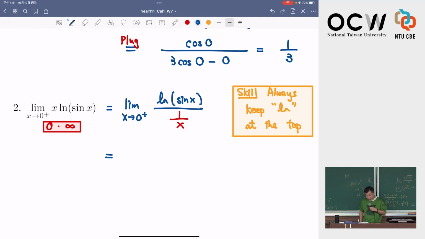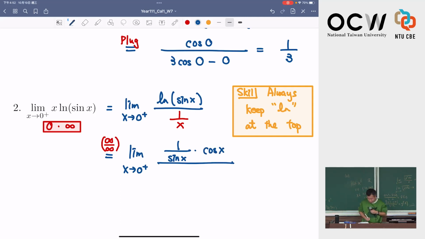But why do I do this? Because once I do this, I get a fraction, f over g, and moreover, this is of infinity over infinity form. Then becomes L'Hopital. So let me apply L'Hopital. So differentiate both the numerator and denominator. The numerator, when you differentiate, you get 1 over sine x, times cosine x. Differentiating the denominator, you get minus 1 over x squared.